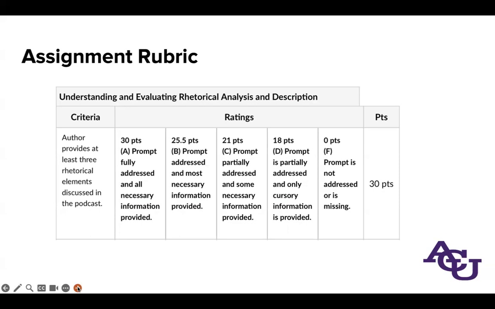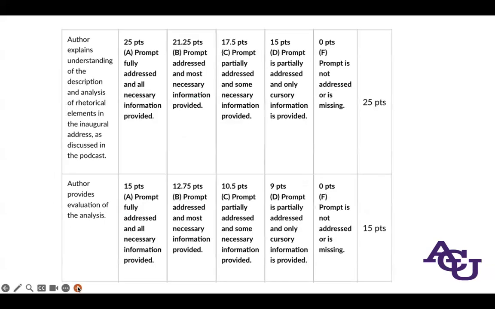So we're going to take a couple of minutes now to look at the assignment rubric and see how its criteria relate to the questions from the assignment. Your first 30 points of the 100-point assignment total relate to the criterion of discussing at least three rhetorical elements of the inauguration as addressed in the podcast. Next, 25 points is for explaining your understanding of the description and analysis of rhetorical elements in the inaugural address, as discussed in the podcast. And 15 points is for providing evaluation of the analysis.